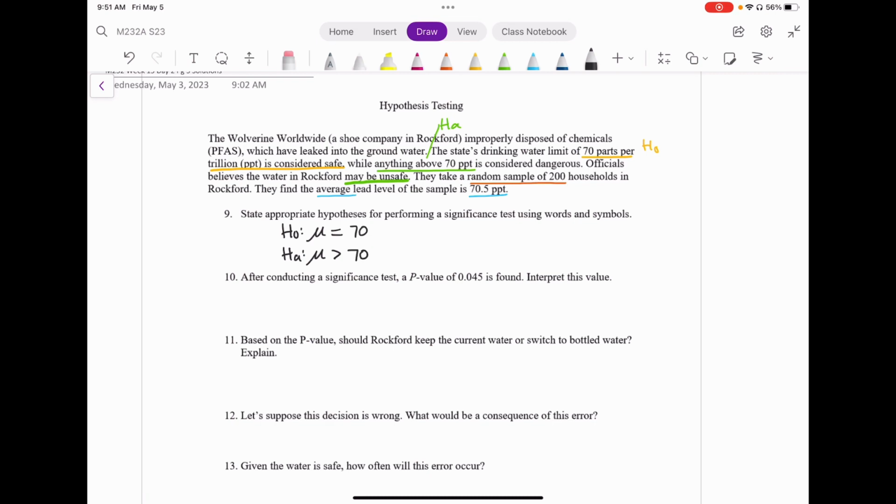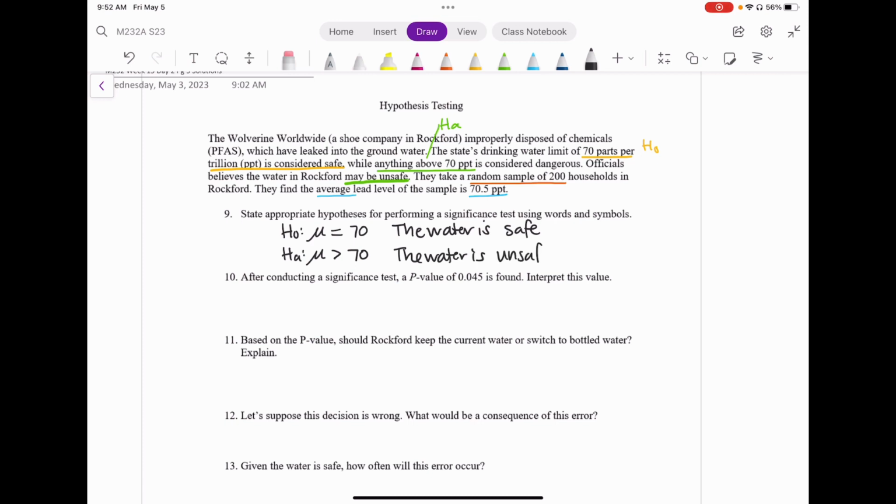So we have the average is currently assumed to be 70. It could be less, but we're assuming equal. And then anything above that would help us with our claim. And so what these are saying in the first one, the null is that the water is safe. And the alternative is that the water is unsafe.